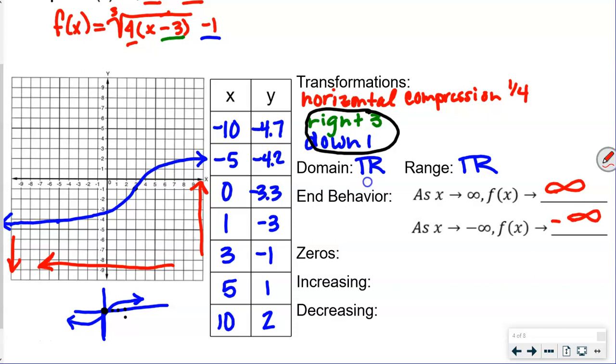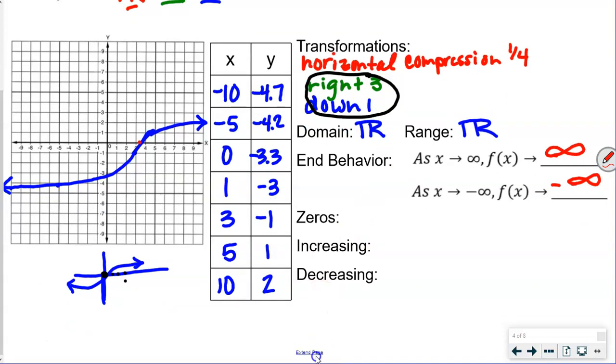Okay, so here again, when we talk about our zeros, that's the next thing on this graph. The zero is where the graph crosses the x-axis. Do you see that right there? So now we want to figure out what that is, and we're going to do that by setting our equation equal to 0 like we did before.